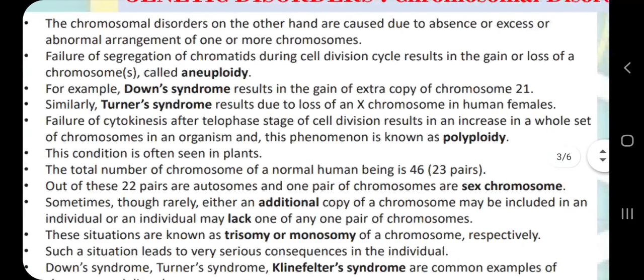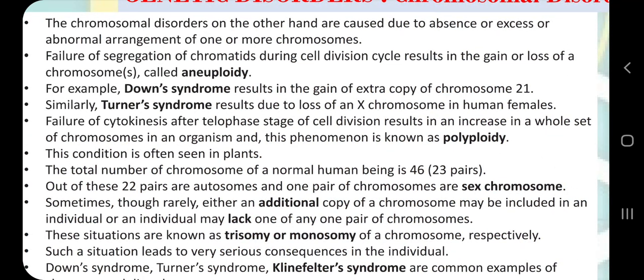Now we are going to learn about three syndromes, as we have seen in the objectives: Down syndrome, Turner syndrome and Klinefelter syndrome. So here are a few introductory summaries. For example, Down syndrome results in the gain of an extra copy of chromosome number 21.